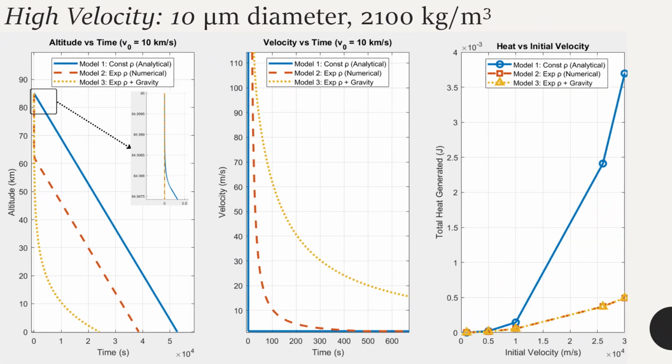For the same particle entering at 10,000 meters per second, we can see both Model 2 and 3's total heat become similar, while Model 1 predicts increasingly diverging values. Two important takeaways are that, one, higher velocity particles accumulate more heat for longer periods. These particles would be chemically altered and generate smaller particles that would fall at lower velocities. And two, lower velocity particles spend more time in the atmosphere and are more likely to be more widely distributed ultimately.